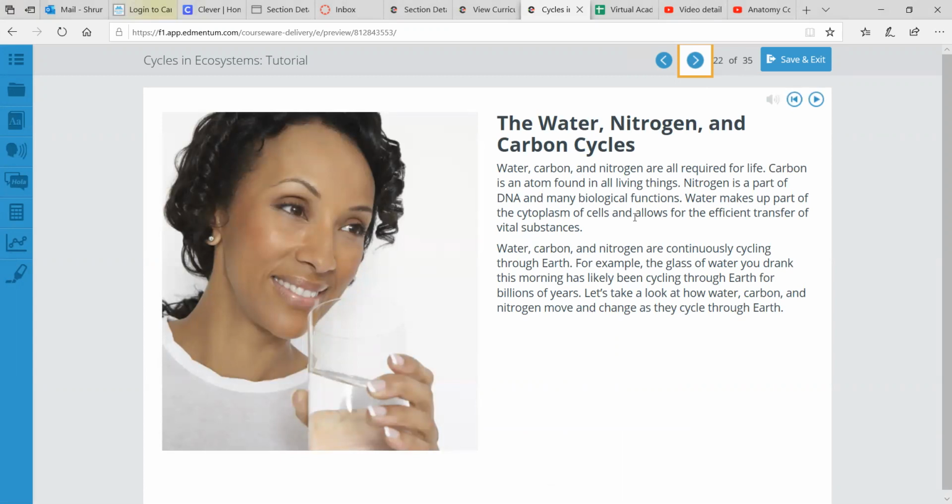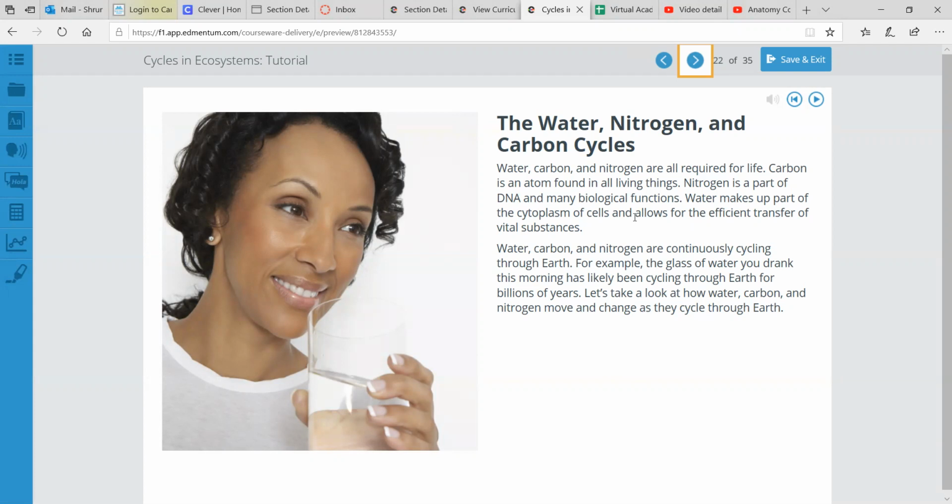All three of these are required for life. Carbon is an atom found in all living things. Nitrogen is a part of DNA and other biological functions. Water makes up part of the cytoplasm of cells and allows for efficient transfer of vital substances. And these things are always cycling through Earth.